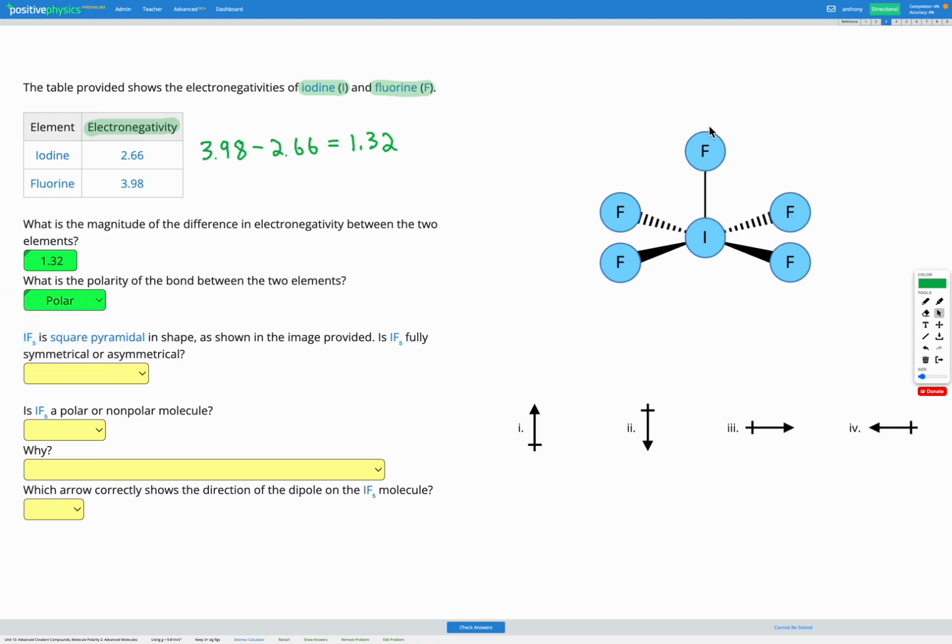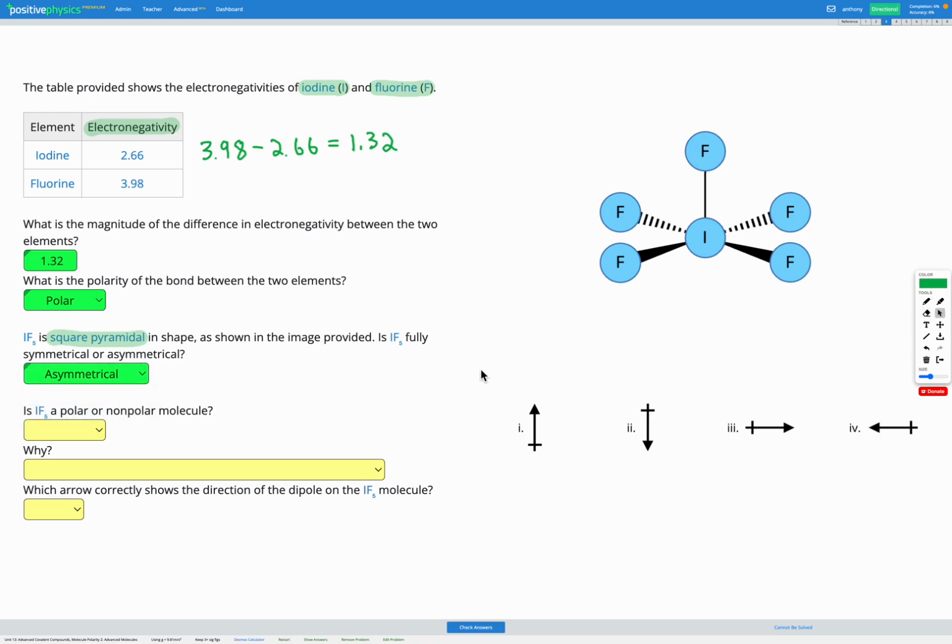Okay, next we're going to have a look at our molecule. So we're told in the question it's square pyramidal in shape, and we're shown that square pyramidal structure in the diagram. And the question's asking, is this fully symmetrical or is it asymmetrical? So you can see with this shape, we've got these 4 spokes sticking out evenly, and then we have an extra spoke sticking upwards. So if you imagine you looked at this from the top, you'd have that spoke coming out towards you. But if you looked at it from the bottom, there wouldn't be any spoke coming out towards you. So this one is asymmetrical.